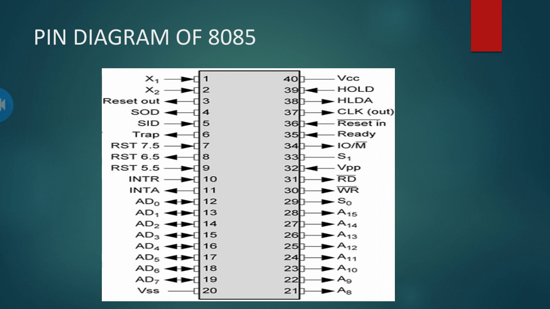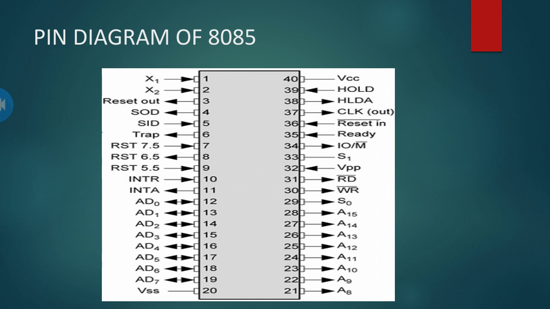Internal clock means, I will give you one real life example. For example, in the 11th standard I told you that counters are used to count the number of operations. Similarly in a microprocessor, the clock is used to calculate the time or the number of operations. So clock pin number 37 is used to provide the internal clock, or you can also say that the clock pin acts as the internal clock of the microprocessor.